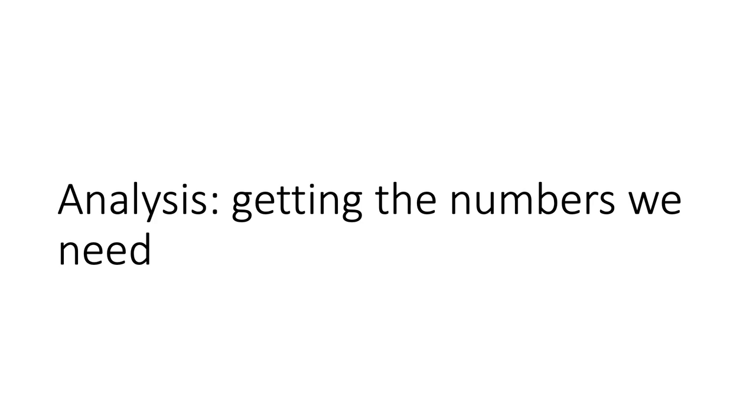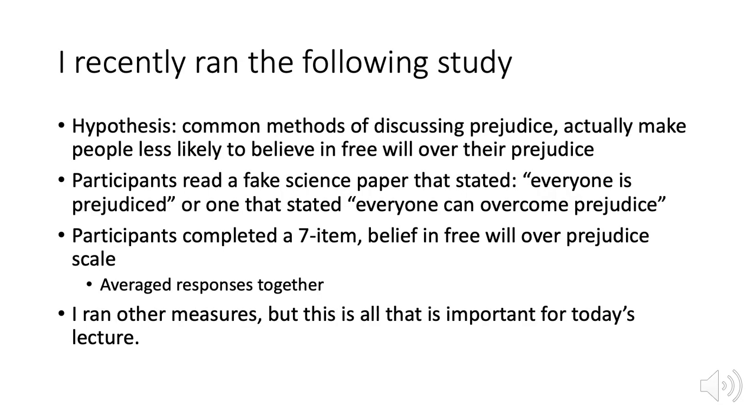The first step in any analysis is getting the numbers we need. So I'm going to share with you one of my recent experiments. I recently ran the following study, and I'll talk about it a little bit. I believe that our common methods of discussing prejudice actually make people less likely to believe that they have free will over their prejudice. What we know about beliefs in free will outside of prejudice is that if you believe you don't have free will, you try less hard. If you believe you don't have free will, you're more likely to cheat because you don't control your behavior. These are actual findings from the field.